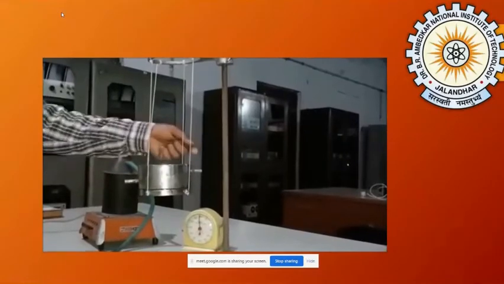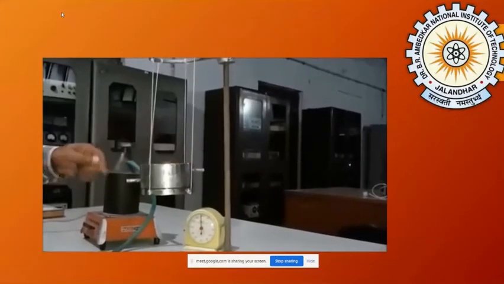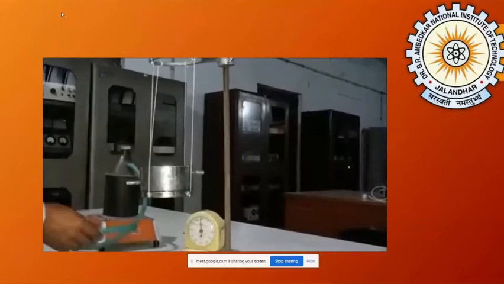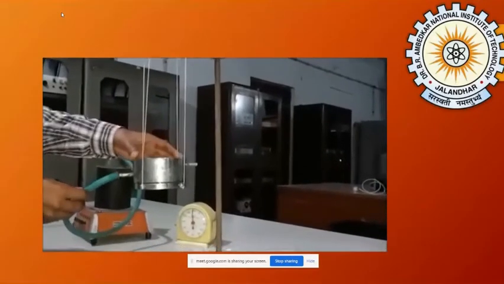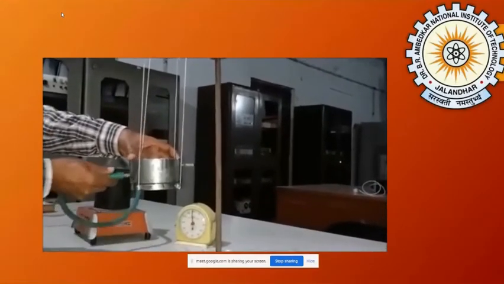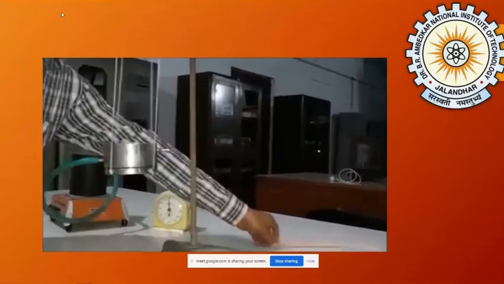As you can see, the cylinder has 2 points. One is the inlet point and the other is the outlet point. We'll use a pipe connected with the boiler and connected with the inlet point, and another pipe with the outlet point so that the steam can exit through this pipe.